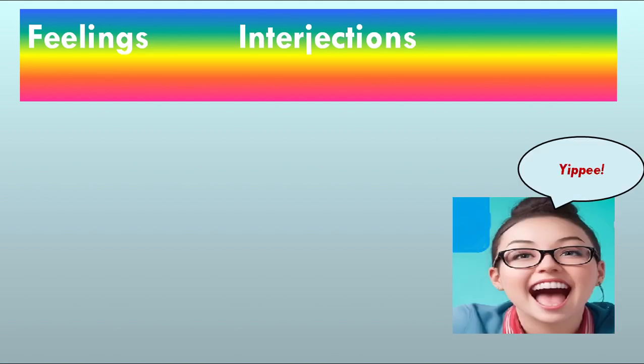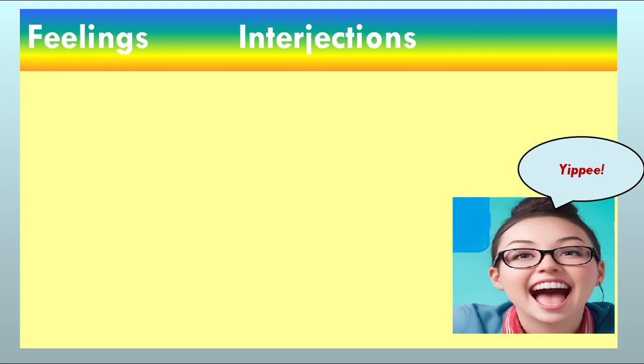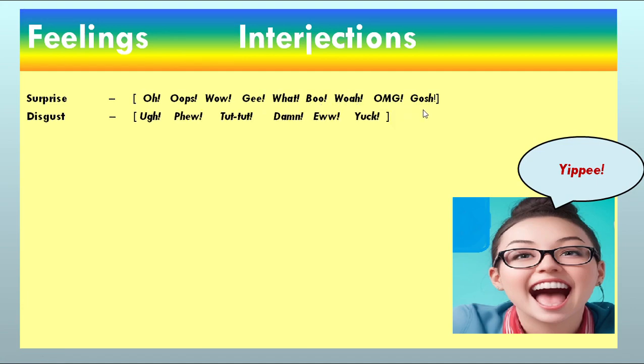Now, let us see which interjections are to be used with which kind of feelings. Like yippee is used when we want to express happiness or joy. For expressing surprise, we can use oh, oops, wow, gee, what, boo, wah, OMG or oh my god, gosh. For disgust: ugh, pew, tut tut, damn you, yuck. For appreciation: bravo, encore, yeah, boo yeah, boo hoo.